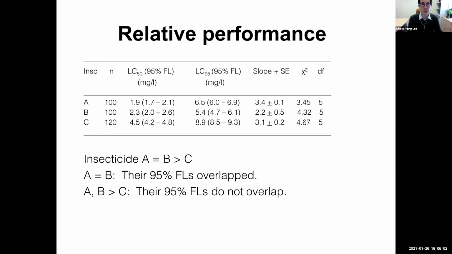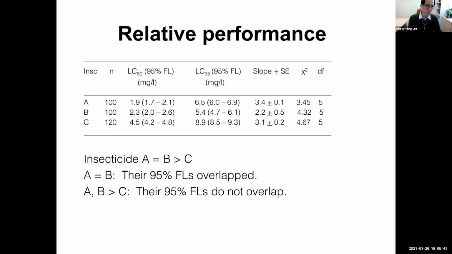So you have 1.7 to 2.1, and then B 2.0 to 2.6. In this case, they overlap. When they overlap, it means there is no significant difference from one another. In the case of C, you have 4.2 to 4.8. So compare A with C. A is 1.7 to 2.1, C is 4.2 to 4.8. They do not overlap, so it means they are significantly different from each other. So this is one way that you could compare toxicity.